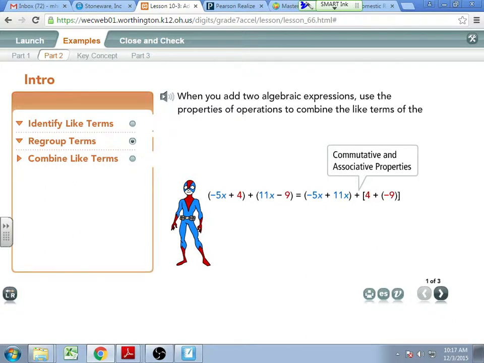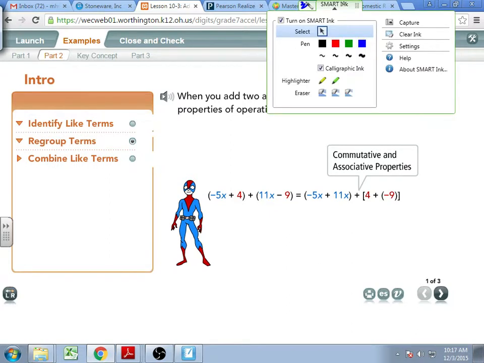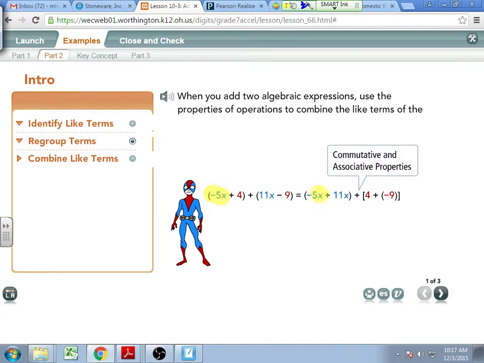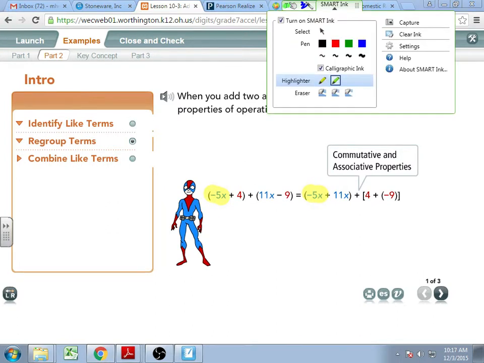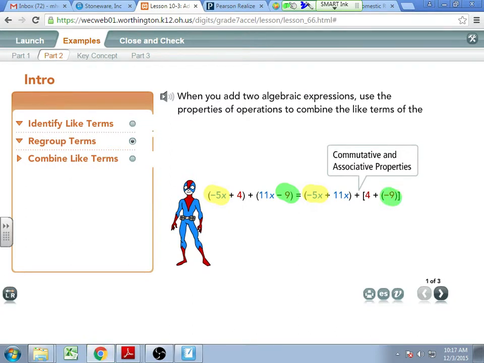So we regroup. We say negative 5x goes with the 11x. The 4 goes with the negative 9. The sign in front of the number has to go with it. So notice, I had a negative in front of my 5 here. I still have to keep that negative in front of the 5. I had a negative in front of my 9 here. It had to go with my 9.